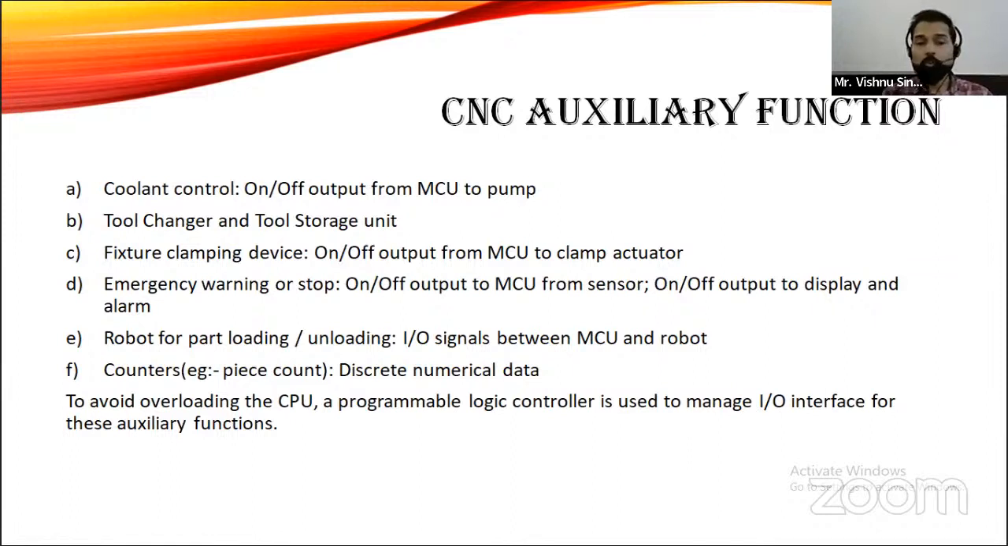Tool changer and tool storage unit, fixture clamping device, emergency warning or stop, robot for part unloading and loading, and counters. So all these operations come under the auxiliary functions. Now, how does a CNC machine perform these auxiliary functions? We cannot just put the entire load of a CNC machine on its CPU or on its MCU, machine control unit. So to perform these auxiliary functions, we generally attach a PLC with a CNC system. PLC is programmable logic controller. We use a PLC with a CNC machine to perform these auxiliary functions.